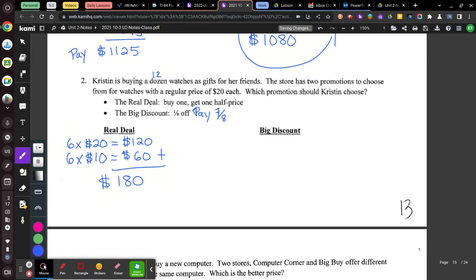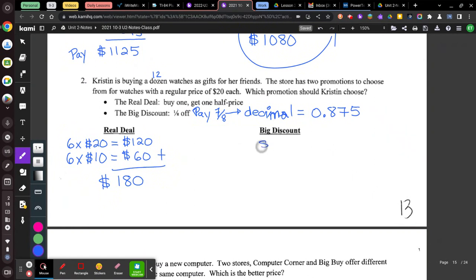Let's see what the big discount gives us. So if I need to pay 7/8, well, I'm just going to take 7 divided by 8 and get my decimal. So I need to get my decimal. Okay, so if I'm going to get my decimal, I'm going to go 7 divided by 8. And that's going to give me 0.875. And that's what I'm going to multiply by my cost.